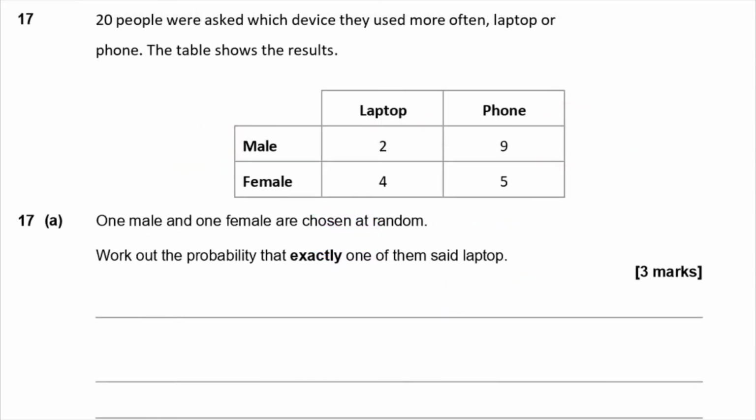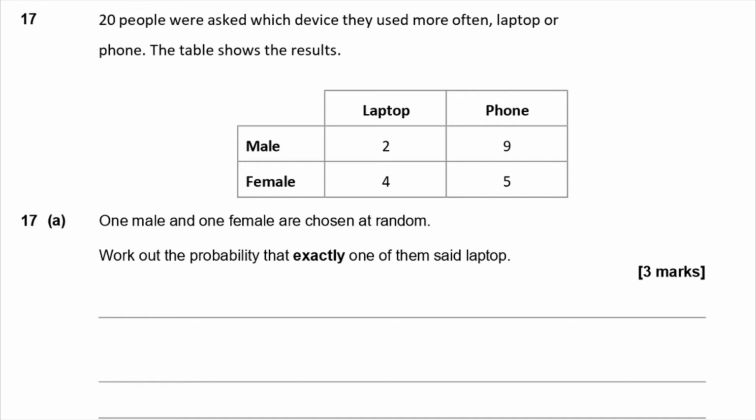Question 17. 20 people are asked which device they used more often, their laptop or their phone, and the table shows the results. For males, 2 used their laptop most and 9 their phone. For females, 4 used their laptop most and 5 their phone. I would contest that data, but anyway. 1 male and 1 female are chosen at random. Work out the probability that exactly one of them said laptop.